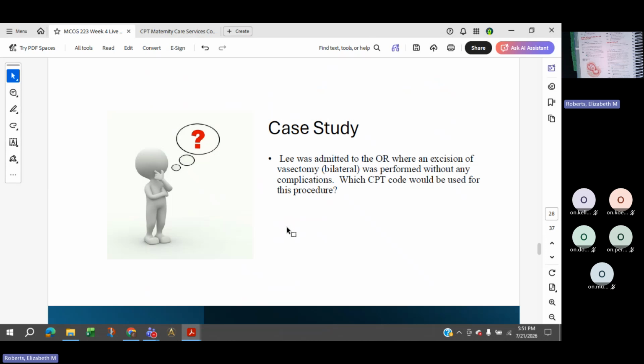Oh, look, we have a male genital question. Lee was admitted to the OR where an excision of vasectomy, bilateral, was performed without any complications. Which CPT code would be used for this procedure? So this one's pretty easy. Let's look it up. What is our procedure we're going to look up? You guys tell me in the chat. What are we looking at?